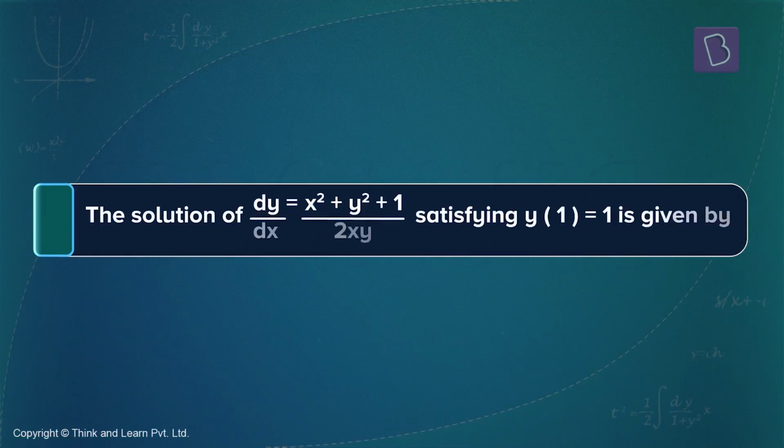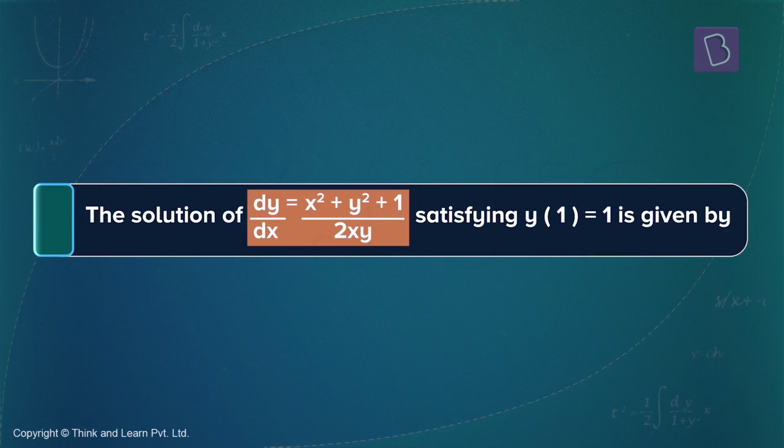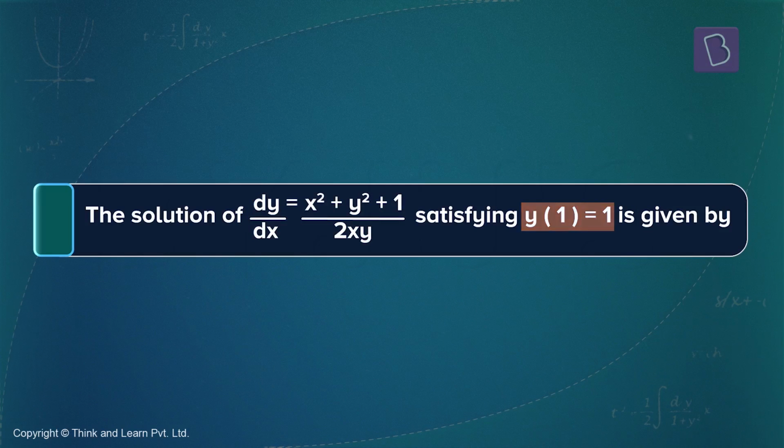Now, this is a multiple correct answer type of question. And again, you're going to make use of patterns here. So what has been given to us? We've been given a differential equation. Dy by dx is equal to x square plus y square plus 1 divided by 2xy. And of course, the condition to find out the constant of integration, which is y of 1, is 1.